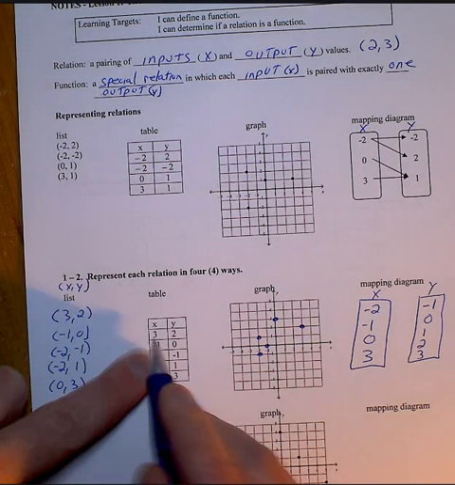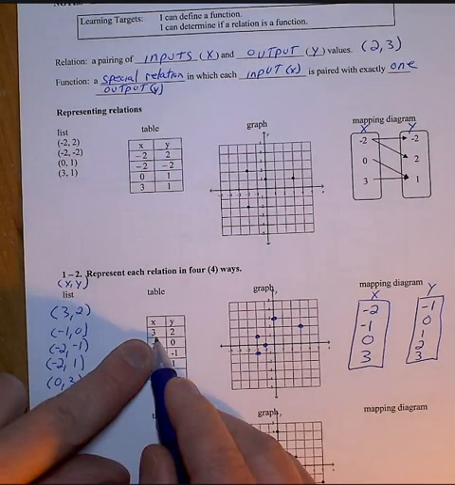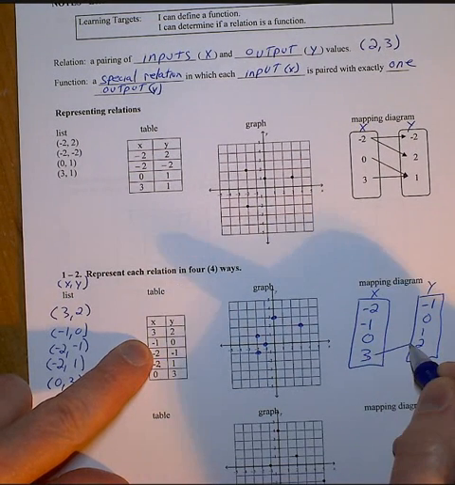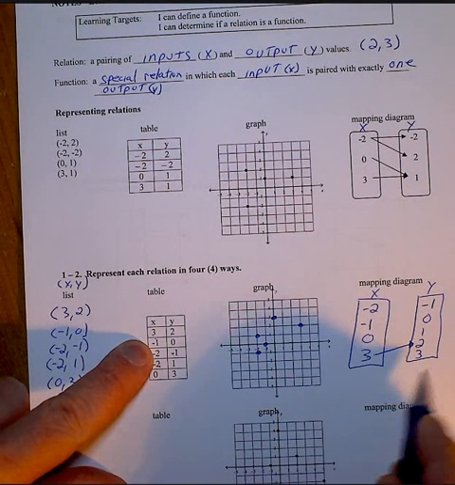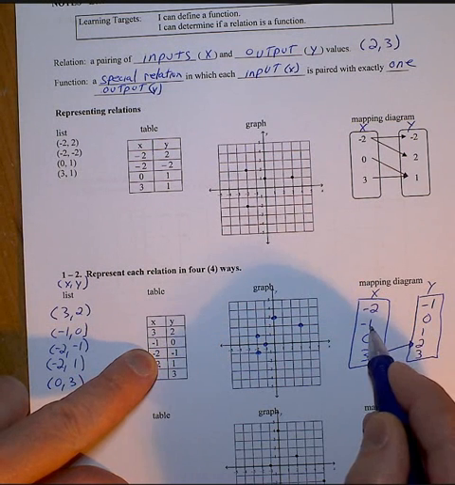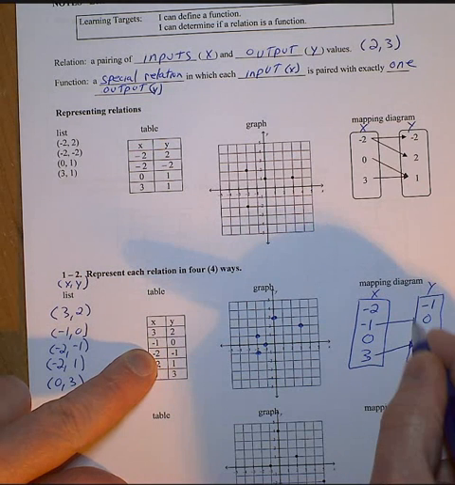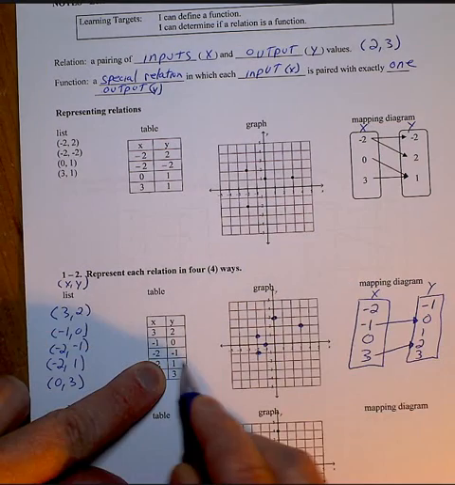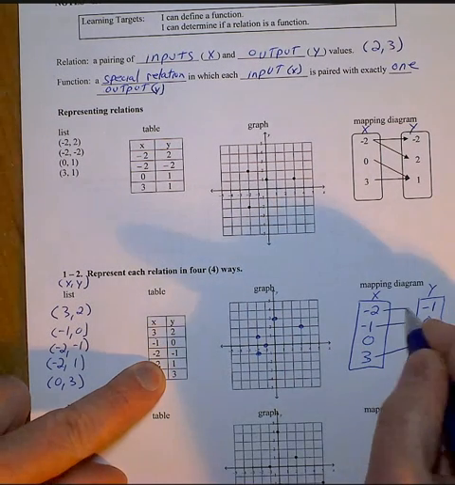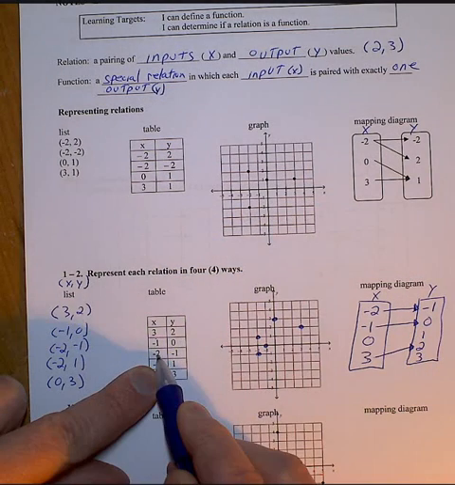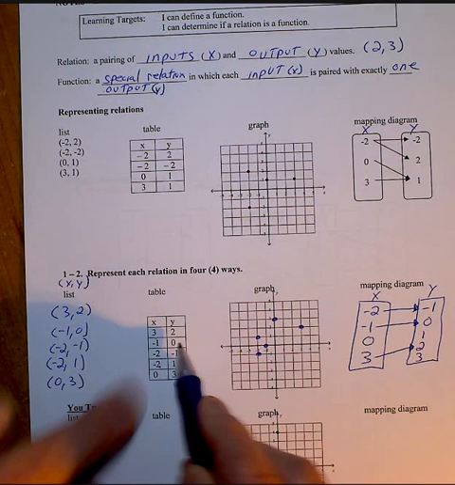So now I'm just going to go back to the table or the ordered pairs. When I'm at 3, that maps to 2. So I draw an arrow from my input of 3 to my output of 2. Arrow goes to the right. So I map 3 to 2. Negative 1 maps to 0. Straight across here, little arrow. Negative 2 maps to negative 1. My input of negative 2 gives me an output of negative 1. All 4 of these things mean the same thing.